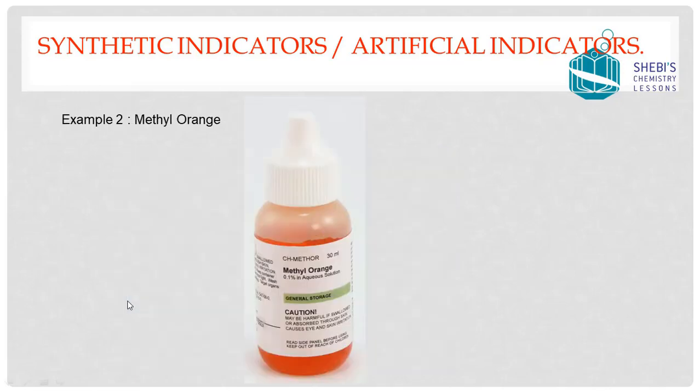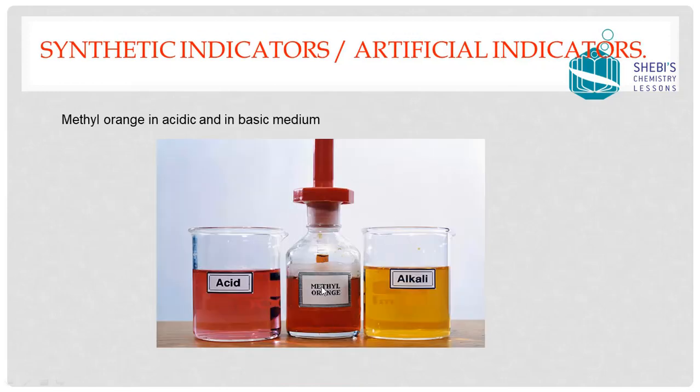Is it clear to you? Now the second example of synthetic indicator is methyl orange. As the name indicates, the color of methyl orange is orange itself. Now let's see what is the color of methyl orange in acidic medium and also in basic medium. See here, this is methyl orange, an orange color indicator. So when you add methyl orange into an acid, it will turn into red color. And when you add methyl orange indicator into an alkali or a base, it will turn into yellow color. So while adding methyl orange into a colorless solution, if it turns yellow, we can identify that it is a base.